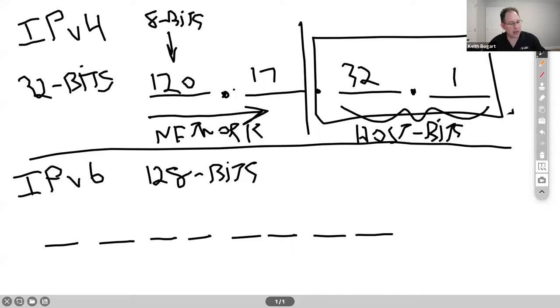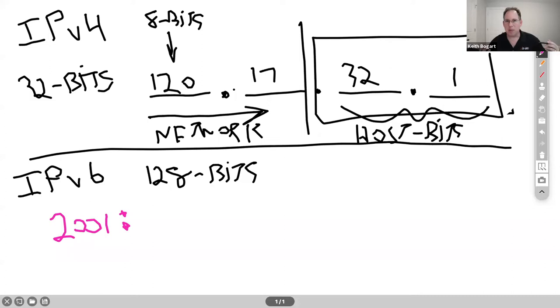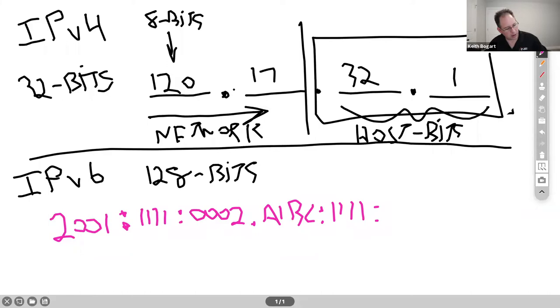Okay, now as far as IPv6 is concerned, let's just look at that for a second. IPv6 is represented a little bit differently. Now this does not use decimal, unfortunately. It uses something called hexadecimal, which uses both decimal characters and letters. So an IPv6 address looks something like this. 2001, and then instead of using dots to separate the numbers, they use colons. 2001:1112:A1BC:1111:2222. We need 8 of these groups: 1, 2, 3, 4, 5, 6, 7, 8. All right, so you can see it's much longer, and it uses hexadecimal numbers instead of decimal.